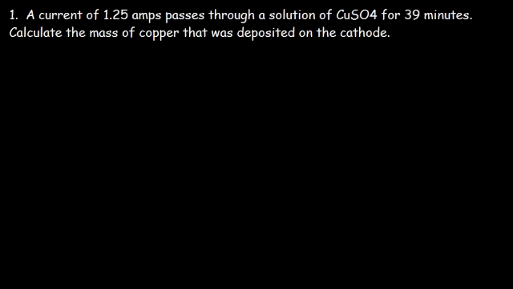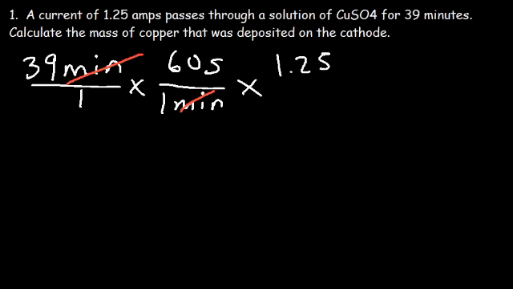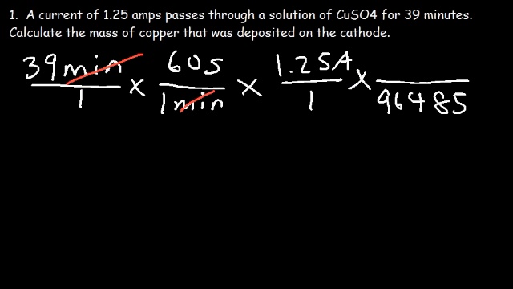So the first thing we need to do, we need to convert minutes into seconds. So there's 39 minutes. And in each minute, there are 60 seconds. So the units minutes cancel. And then we're going to multiply this by the number of amps. So we have 1.25 amps. So now that we have amps and seconds, we can convert that into moles of electrons. So there's 96,485 coulombs, or amps times seconds, per 1 mole of electrons.